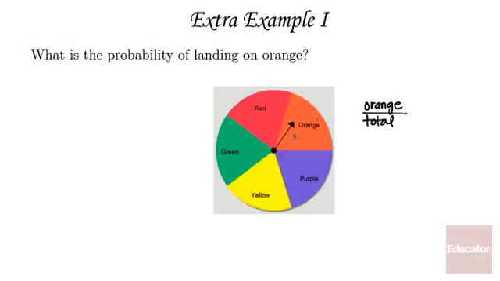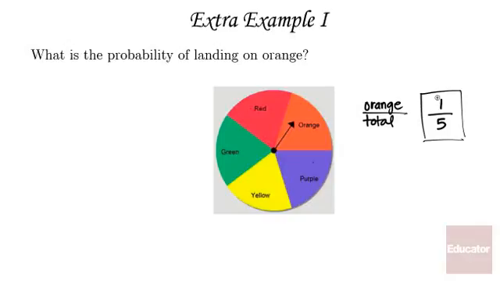So how many orange sections do I have? I only have 1. So I'm going to put 1 on the top, and how many different sections do I have? 1, 2, 3, 4, 5, right? So out of 5 sections, 1 of them is orange. That's why the top number is 1. On the bottom, I'm going to put 5 because that's the total. So the probability of landing on orange is 1 over 5. Again, it's part to whole.